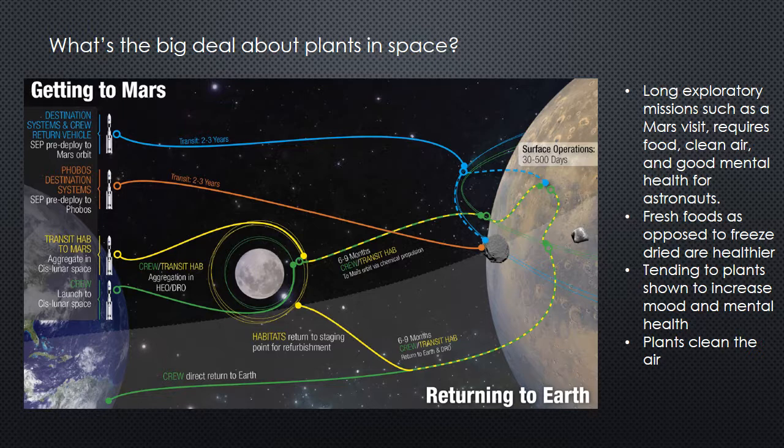And just the act of gardening or tending to plants has been shown to increase the mood and mental health of people. We also know that plants tend to clean the air as they are absorbing the carbon dioxide. It makes the air nice and clean. So we need to understand how plants respond to gravity stress, basically. Because in order for a crew to go all the way to Mars, it's going to take about 2 to 3 years, and that's a very long time. So plants are going to be absolutely necessary.